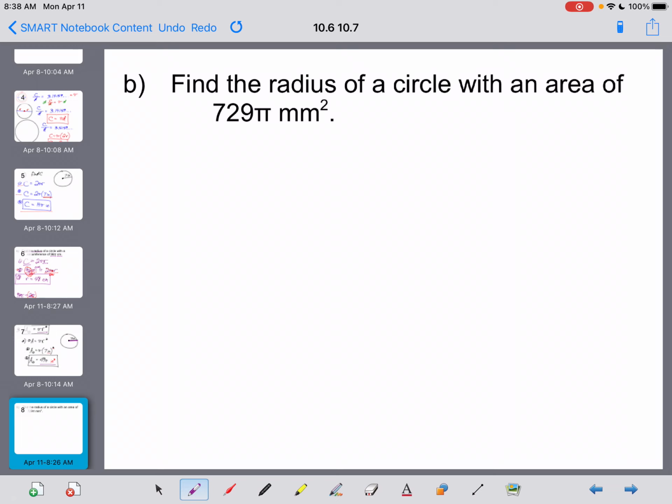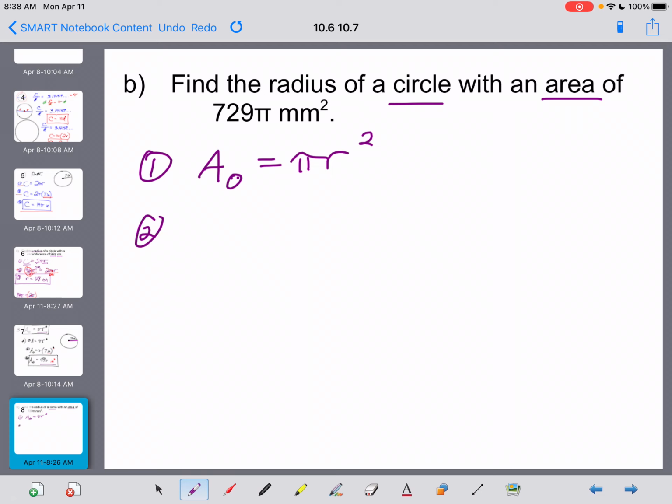But I wanted to do one more backwards problem with you here. Find the radius of a circle with an area of 729 pi square millimeters. So this one's a little bit more complicated than the one we had done on Friday. But again, the three-step method here, and we shouldn't really be too concerned. We're still talking about a circle. We're still talking about area. So the formula we need here is area of a circle is equal to pi times your radius squared.